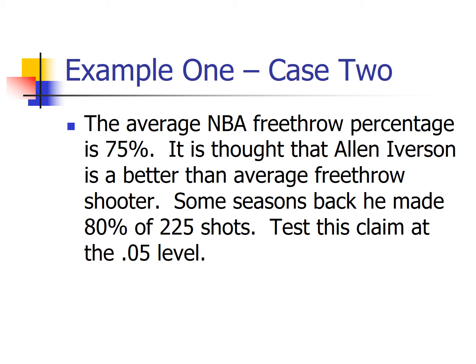It's always been said that Allen Iverson, say what you may about him, was a better than average free throw shooter. Some seasons back when he was playing regularly, he made 80% of 225 shots. Let's use that information. Let's make that our sample and use it to test the claim at the .05 significance level. Now, before I go to the next slide, what is our alternative hypothesis going to be?